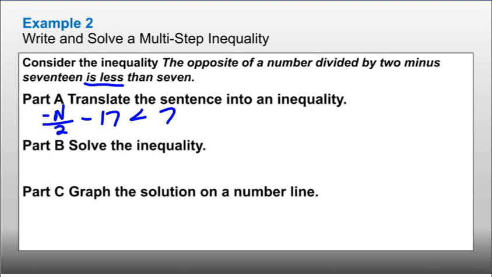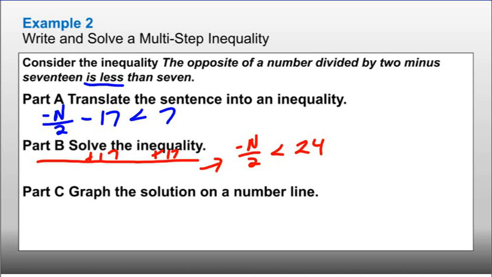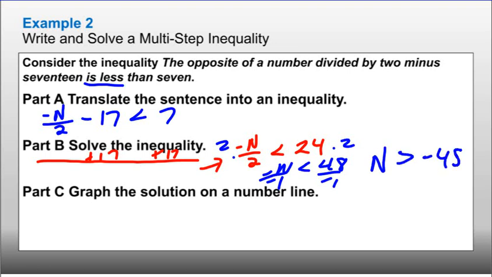So the first thing I would do here is add 17 to both sides. And I would have negative n divided by 2 is less than 17 plus 7, which is 24. To get n by itself, I'm going to multiply this by 2. And now I have negative n is less than 48. Divide this by negative 1. Because I'm dividing by a negative number, I would have n is now greater than negative 48.